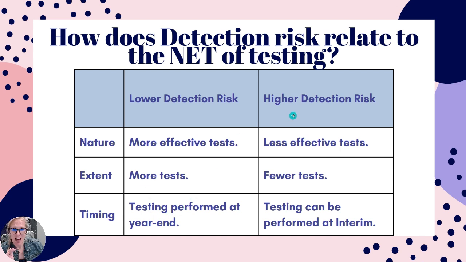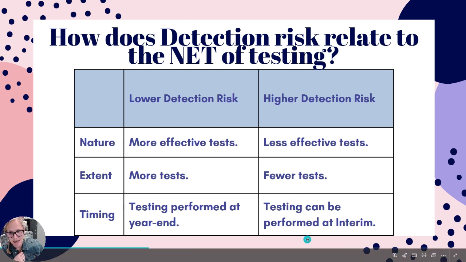Whereas if we have higher detection risk because we have lower risk of material misstatement, the client is less risky, so we are able to do a more cursory audit program. We're going to have less effective tests. We can rely more heavily on those substantive analytical procedures. We can have smaller sample sizes, fewer lines on our checklist, fewer tests that we have to actually perform. And we can also do those tests at the interim.